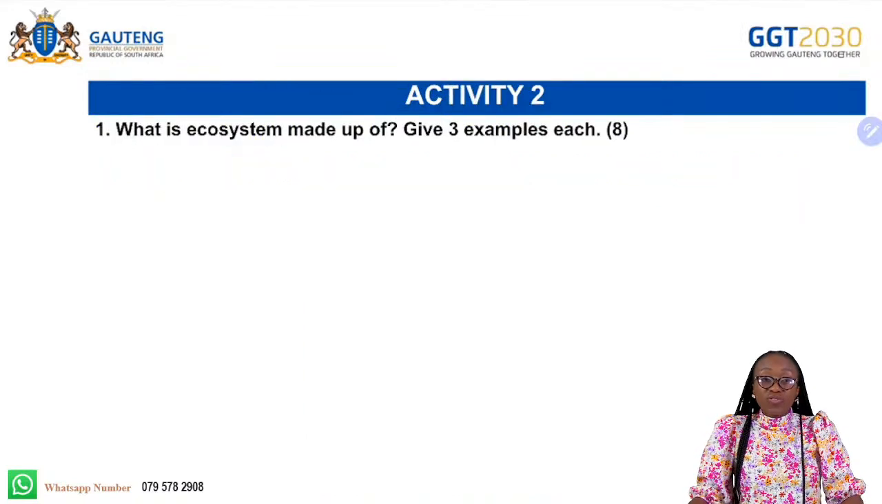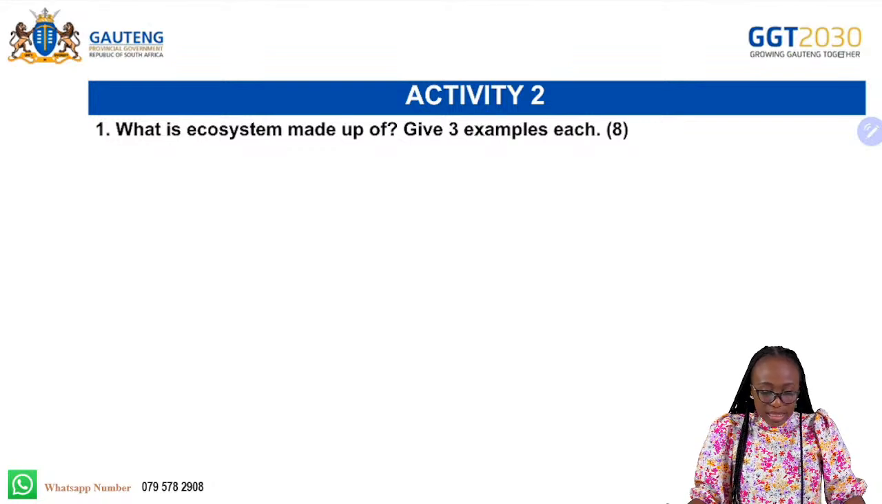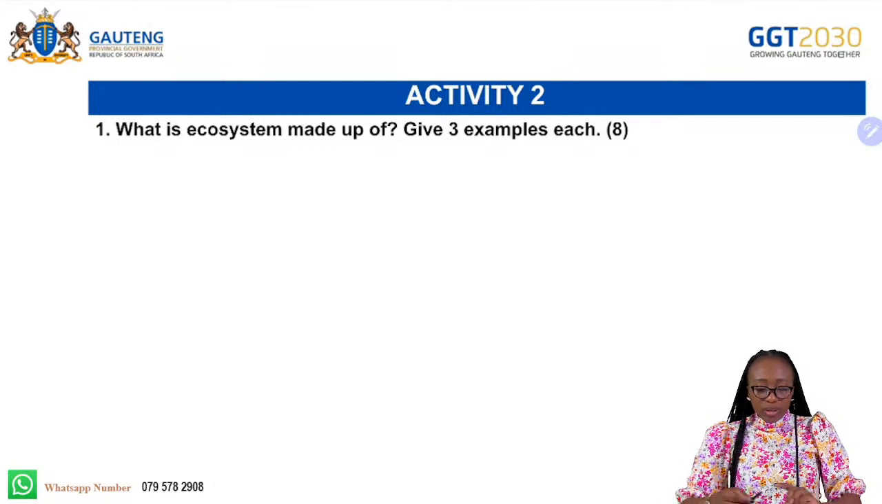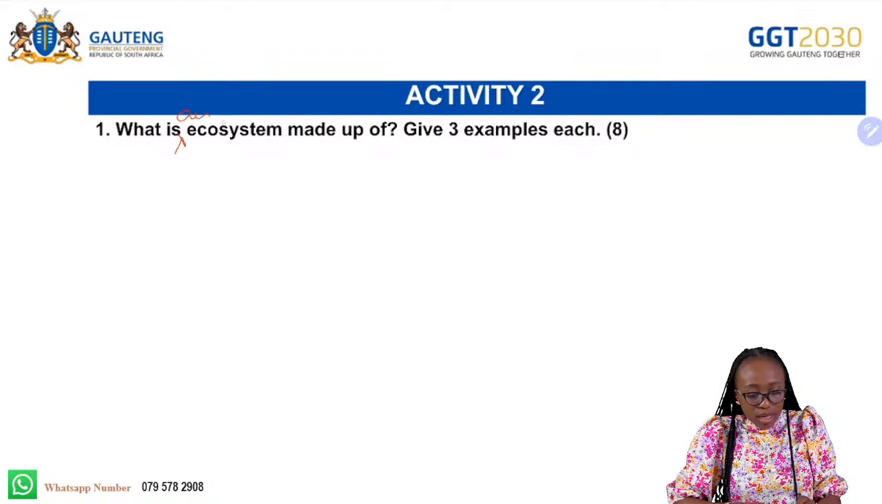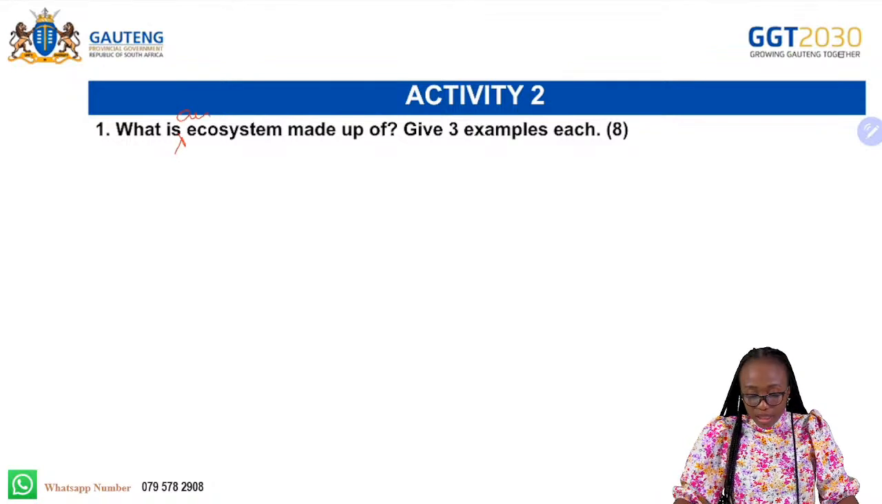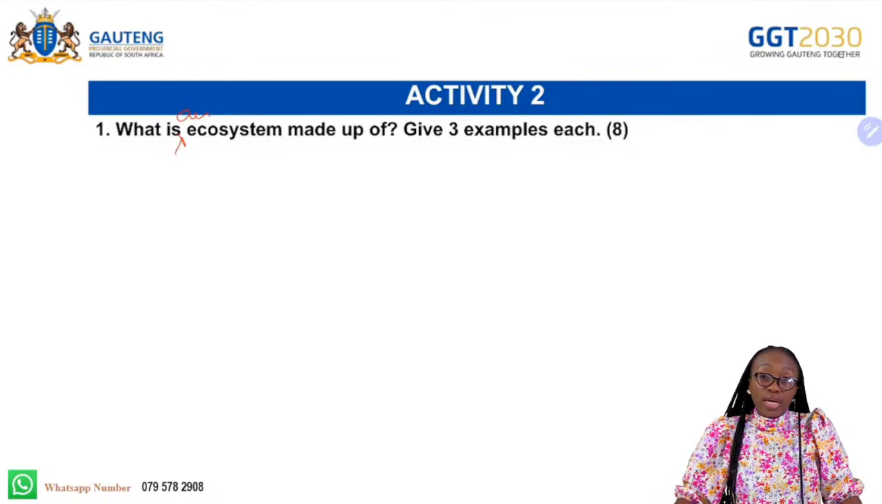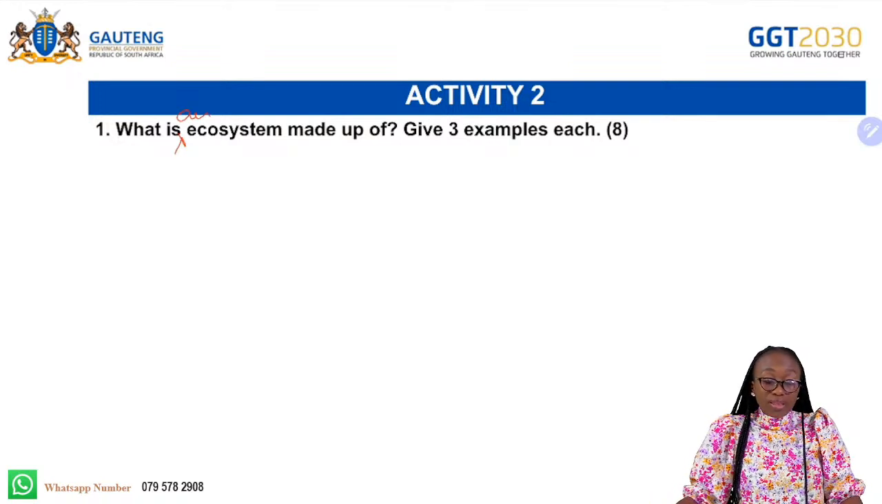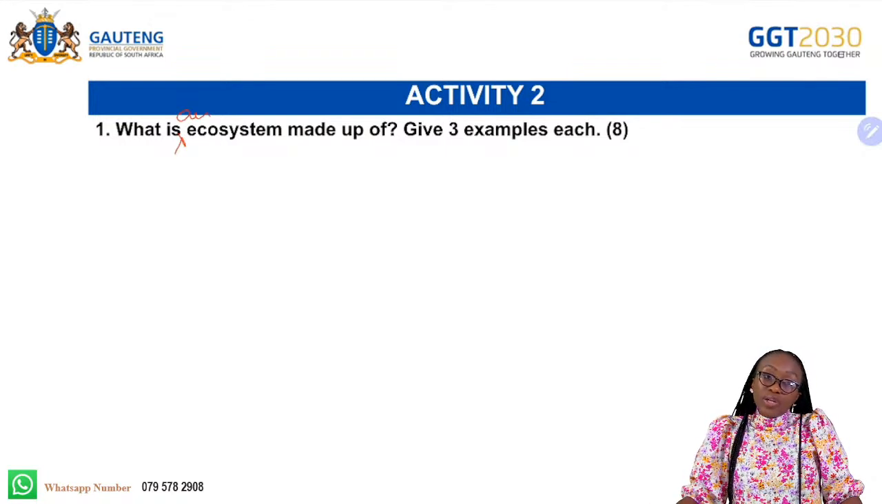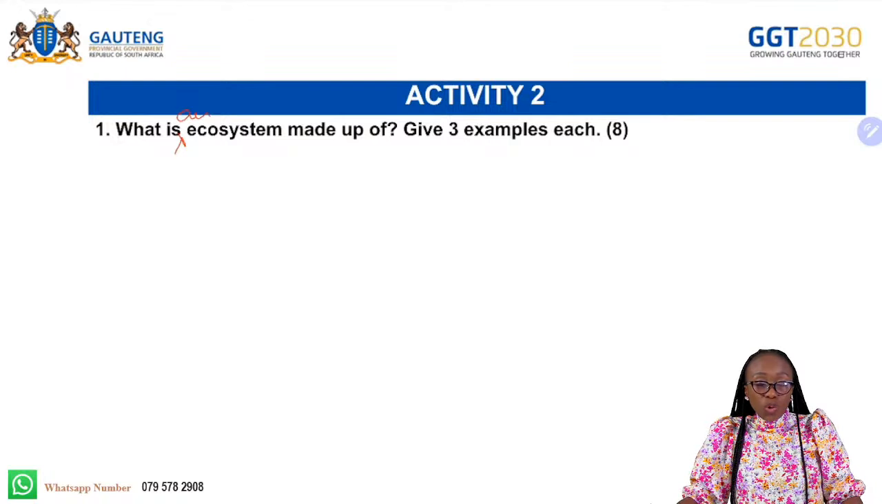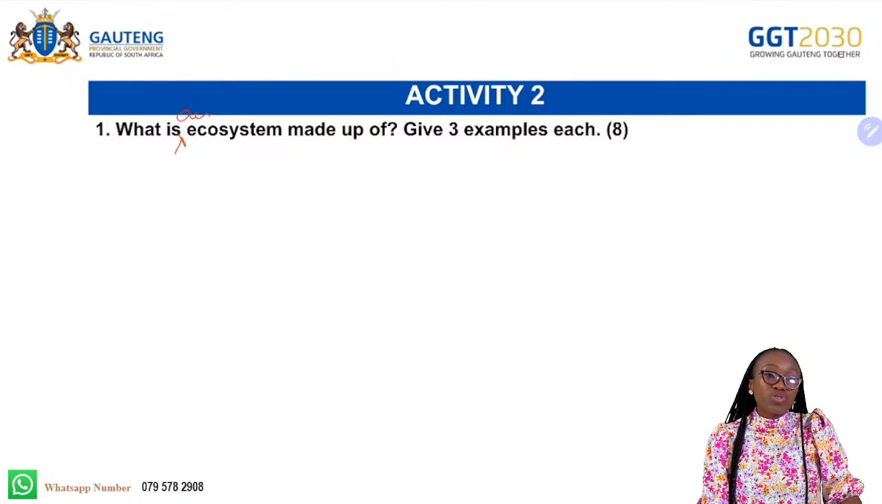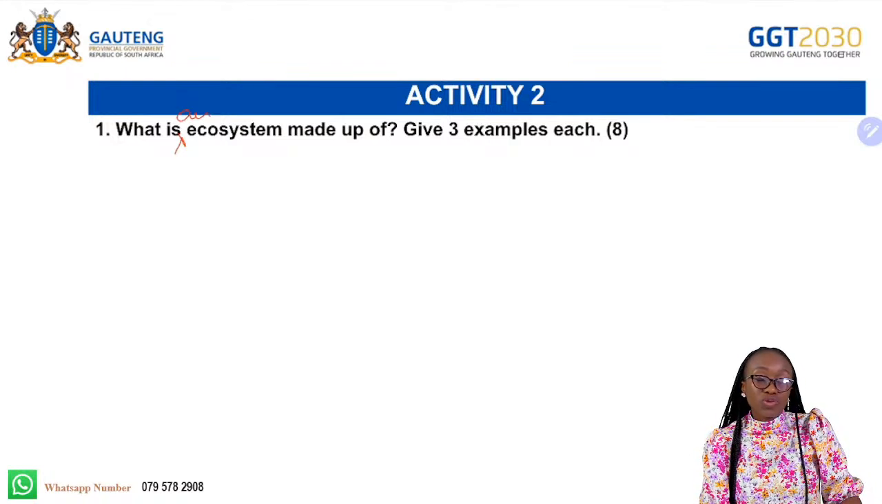Right, let's move on to activity 2. The question reads, what is an ecosystem? What is an ecosystem made up of? And give 3 examples each, for 8 marks. Give yourself 4 minutes to do this question, and don't forget to send in your responses to 079 578 2908. See you after 4 minutes.